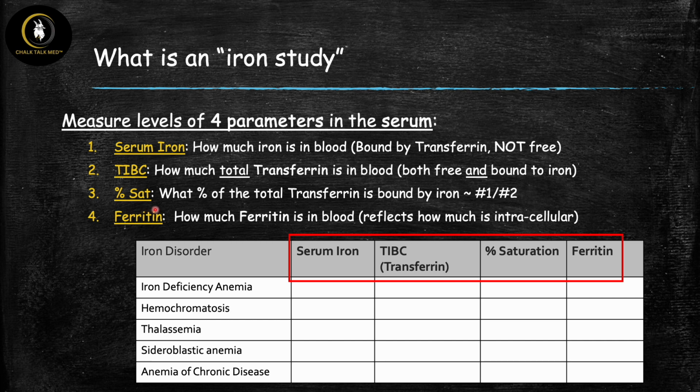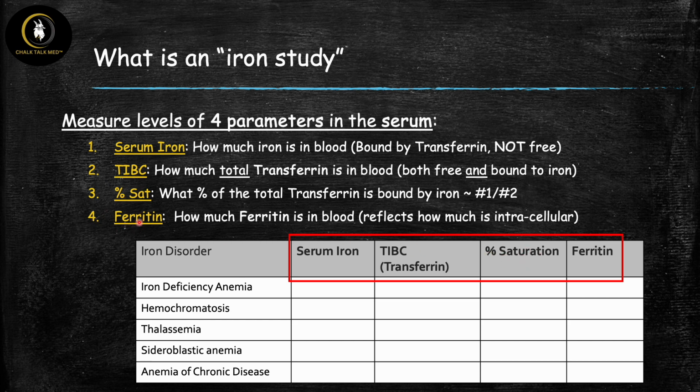Next is percent saturation. So what percent of this total transferrin that you just measured is bound by iron that you just measured up here? So it's essentially the ratio of transferrin bound by iron, which is what you're getting in number 1, over total transferrin, which is what you're getting in number 2, and that is your percent saturation, which is right here. And the last thing is ferritin.